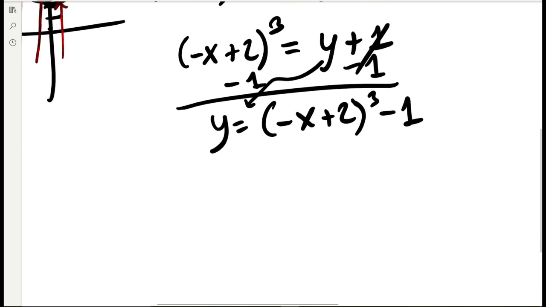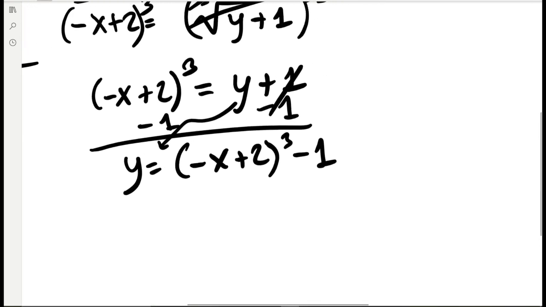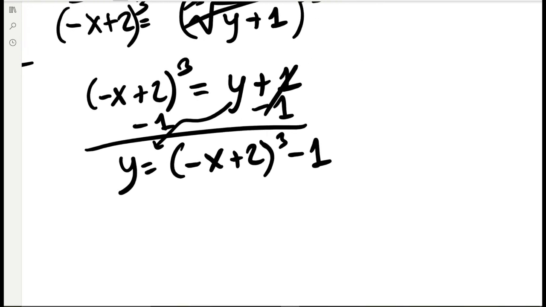All right, so how does this graph look? Well, remember that this is a cubic function. The cubic function looks something like this, right? Y equals x cubed.